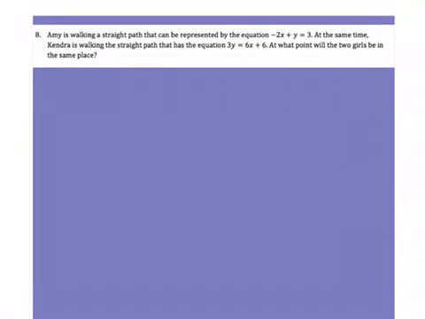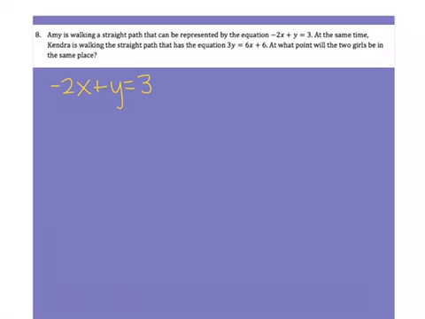Next problem here, I have Amy walking a straight path that can be represented by the equation negative 2x plus y equals 3. At the same time, Kendra is walking in a straight path that has the equation 3y equals 6x plus 6. At what point will the girls be in the same place? So we need both of these to be in standard form. So let's write them out. I get a negative 2x plus y equals 3. That's in standard form. That's good.